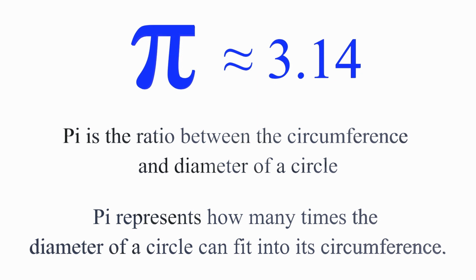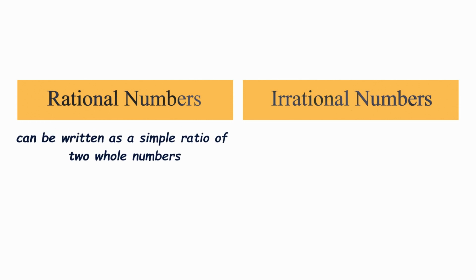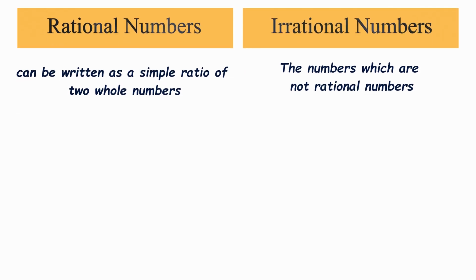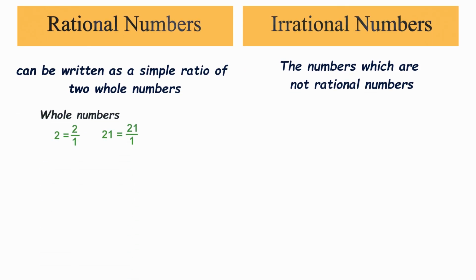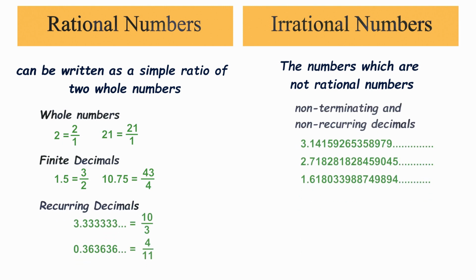To go further, we need to know the rational numbers and irrational numbers. Numbers that can be written as a simple ratio of two whole numbers are called rational numbers. But there's another type of number called irrational numbers, which cannot be expressed as a fraction of whole numbers. Whole numbers, finite decimals, and recurring decimals are all rational numbers. Irrational numbers are non-terminating and non-recurring decimals.